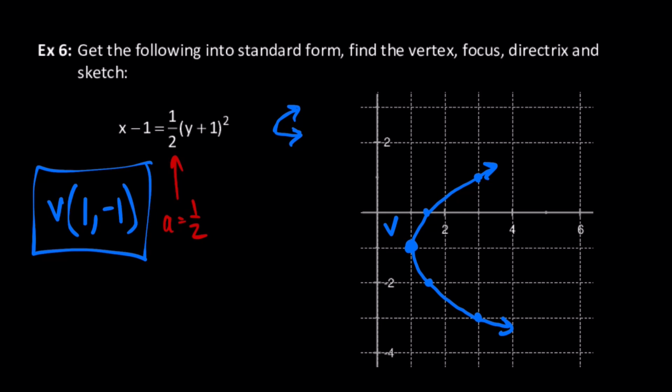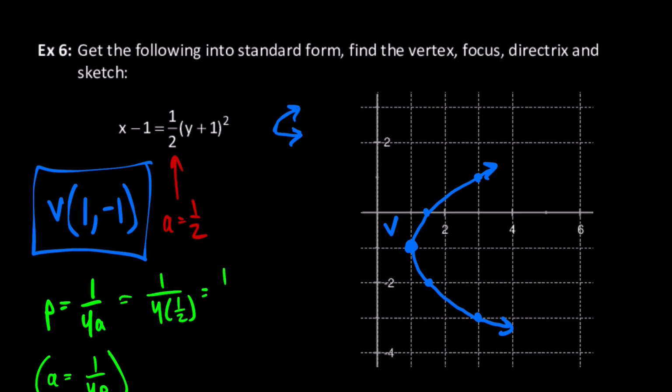Now, to get the focus and the directrix, we have to remember this. I need the distance from the vertex to the focus or the vertex to the directrix. That distance is p. There's one formula you have to remember. P equals 1 over 4a. Now, if I have to work the other way from the picture to the equation, a equals 1 over 4p. We'll need to know both of those, but it's the same formula. So to get that distance, it's going to be 1 over 4 times 1/2, which is 1/2.